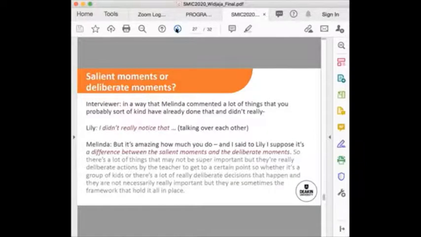The teacher also talked about the distinction between salient moments and deliberate moments, because one of the teachers didn't notice what was the salient moment according to her colleague. Melinda was talking about the fact that there's a difference between salient moments and deliberate moments. In the lesson, teachers often make a lot of decisions and have deliberate actions, but they might not consider everything as salient or important.